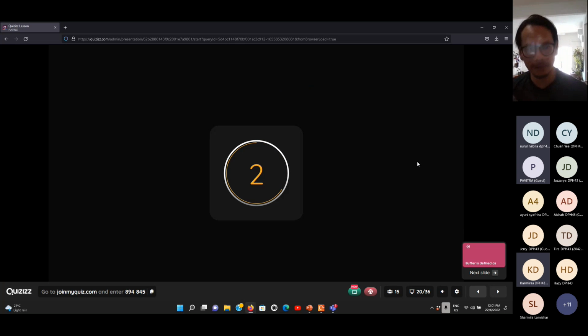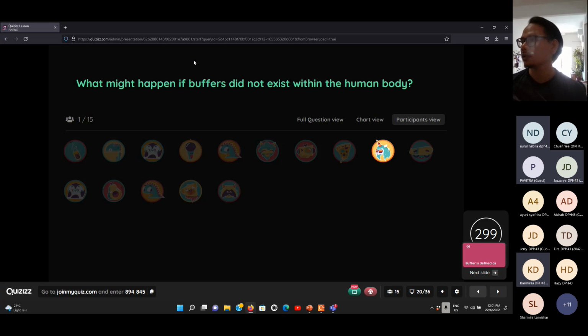We also need to survive. So that's why kita ada kebolehan a buffer solution. I basically dah bagi jawapan kat sini. What might happen if buffers did not exist within the human body?